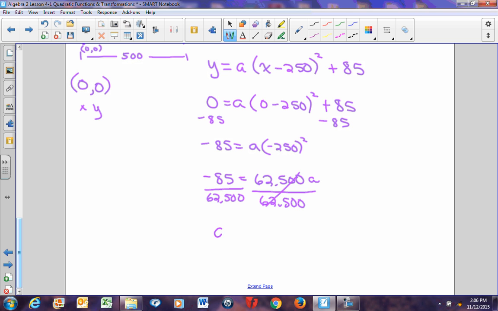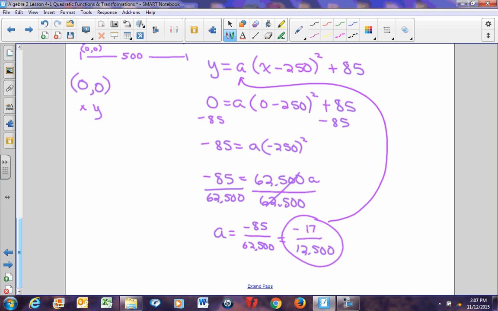Okay, so I get a equals negative 85 over 62,500, which I can reduce. And luckily your calculator will turn it into a nice fraction, which will be negative 17 over 12,500. So I now know what a is. So now all I have to do is plug this right here into this right there. And I'll have my equation.